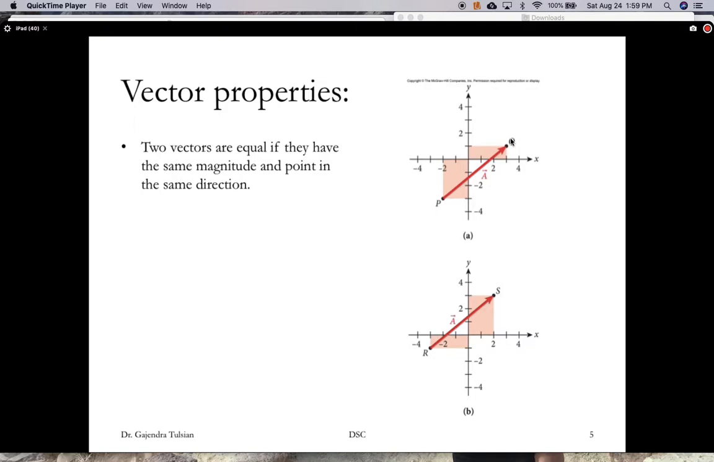Now here's another property of vectors. A vector has magnitude and direction, but you can draw it anywhere you want. You can parallel transport it. So this vector is equal to that vector. These both these vectors have the same magnitude and the same direction, and so they are equal to each other.